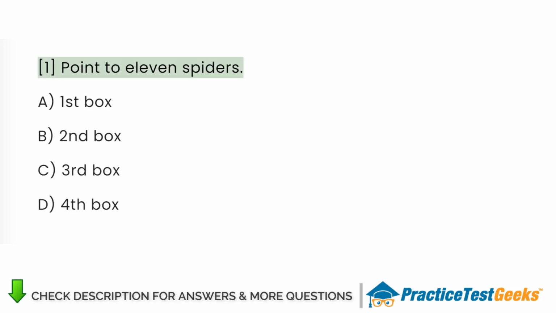Point to 11 spiders. A. First box. B. Second box. C. Third box. D. Fourth box.